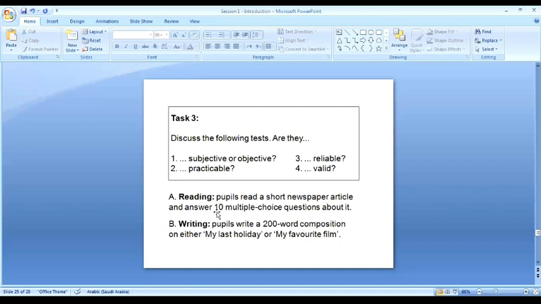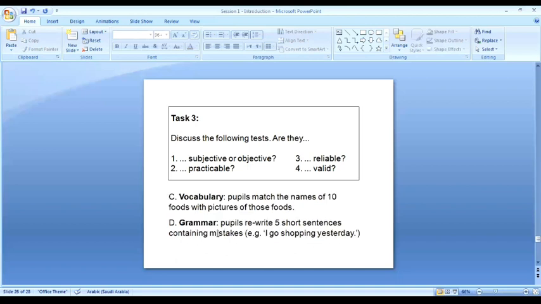Practicable? B, writing. Pupils write a 200 word composition on either my last holiday or my favorite film. You ask a student to write about my last holiday or my favorite film. What do you think of this? And then we discuss it. C, vocabulary. Pupils match the names of 10 foods with pictures of those foods. Is this subjective or objective?